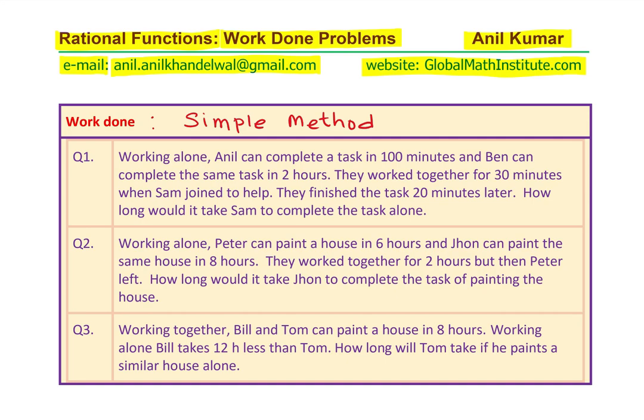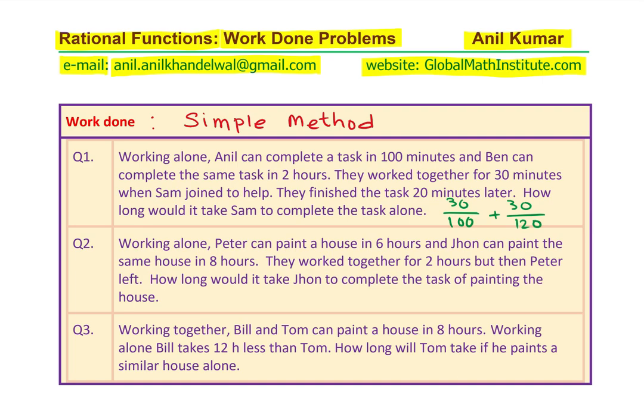Now once again, let's have a look at these three questions. Working alone, Anil can paint in 100 minutes. Ben can do it in 2 hours. So we have 100 in the denominator plus 120 in the denominator, right? Because of that hour. They work together for 30 minutes. So 30 minutes go on the top. Do you see how we are going to complete the equation?